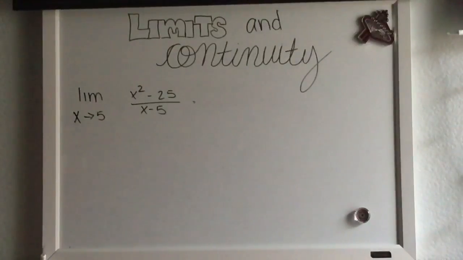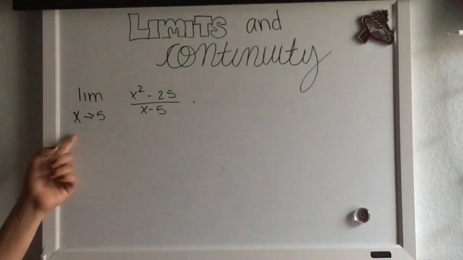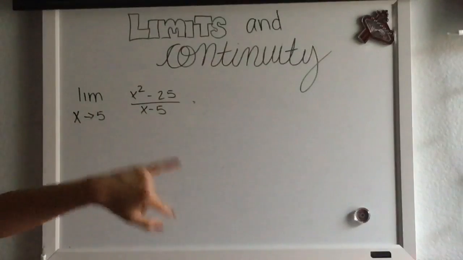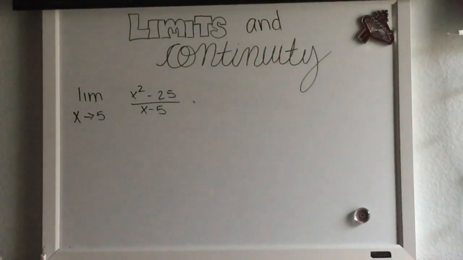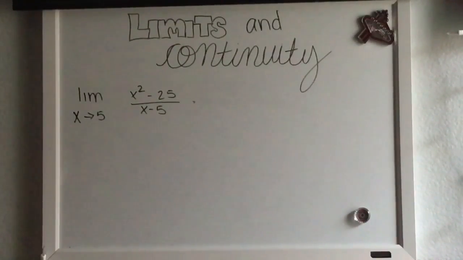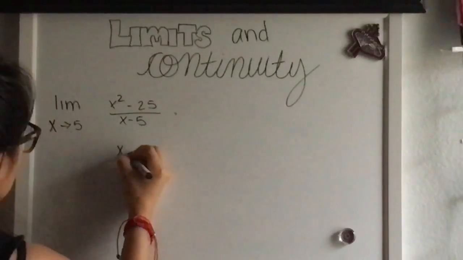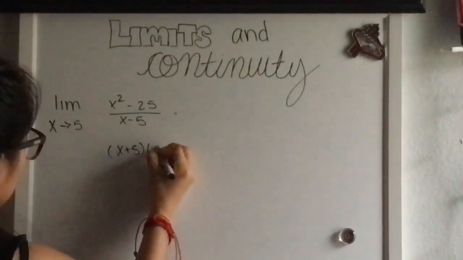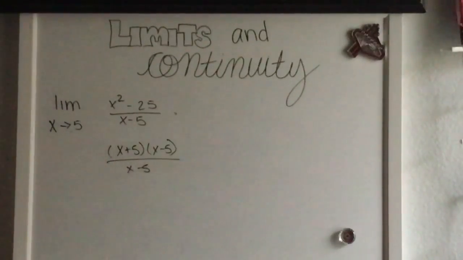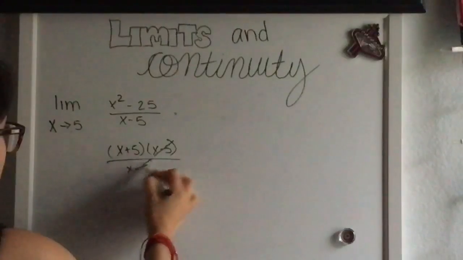Okay, so our next example would be to find the limit as x approaches 5 of this function, x squared minus 25 over x minus 5. So in this case, if we were to plug in, we'd get 0 over 0, and that's not mathematically correct. So what we would have to do is factor the top using algebra, and we would get x plus 5 and x minus 5 all over x minus 5. So now we can cancel out the x minus 5's.